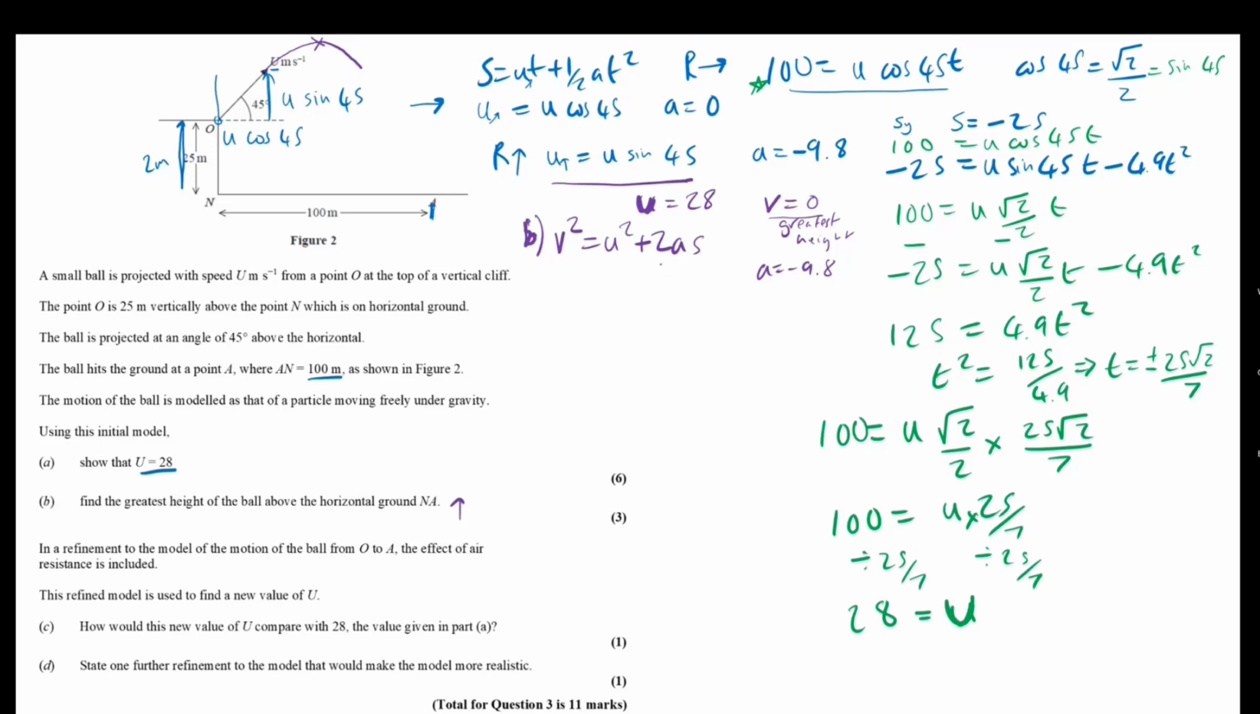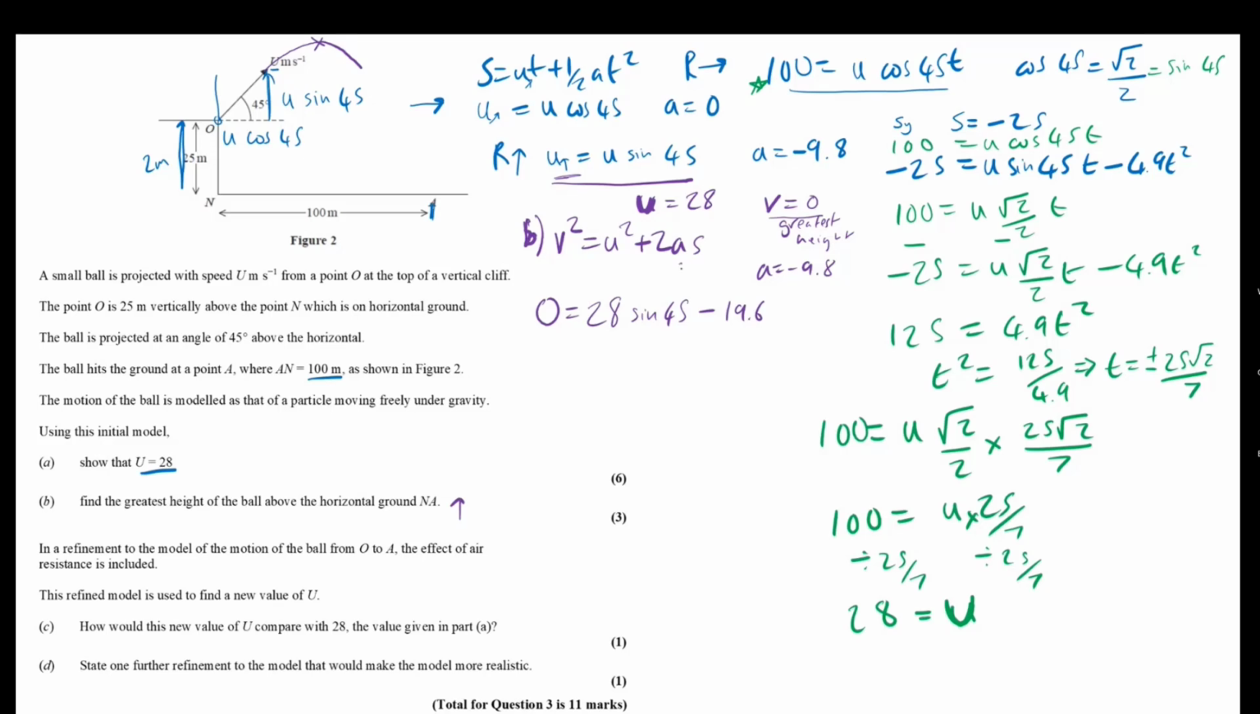Anyone got an answer? You got 45, yeah, well done, because that is perfect. You are correct, because essentially we know v is 0, so 0 equals u squared, which is going to be, I remember I've got to use this u, that's 28 sine 45, minus 2 times 9.8, so minus 19.6.